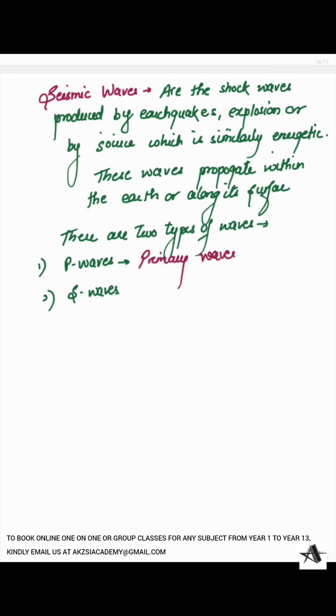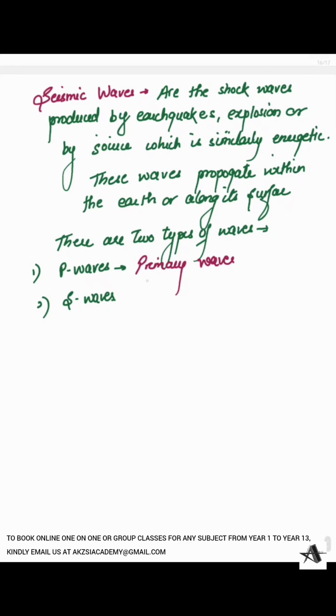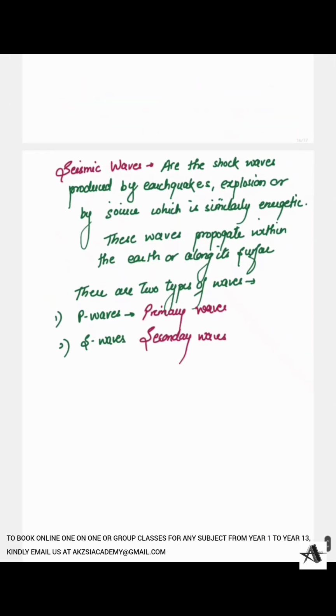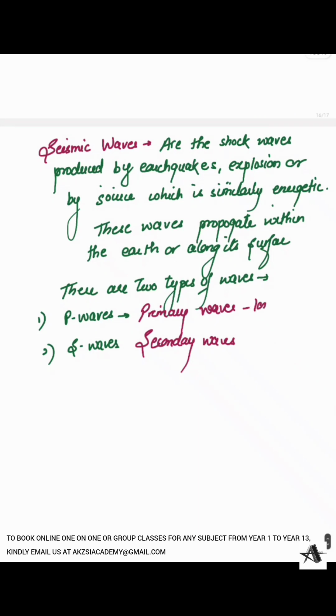When there is an earthquake, the first wave to be generated is the P wave, called the primary wave. After a few seconds, there will be the next vibration ripple, and that will be through S waves, which are called secondary waves. These secondary waves are transverse in nature. P waves, as we just saw, are longitudinal in nature, whereas S waves are transverse in nature.